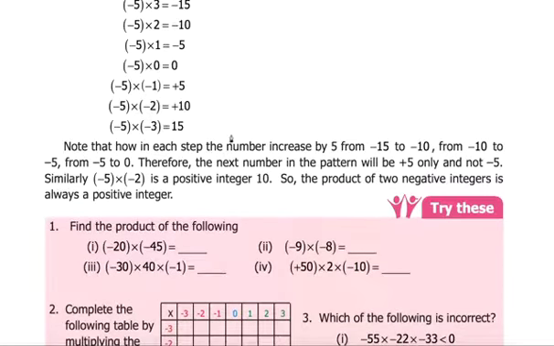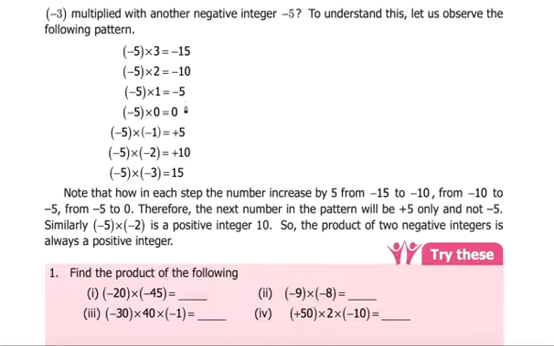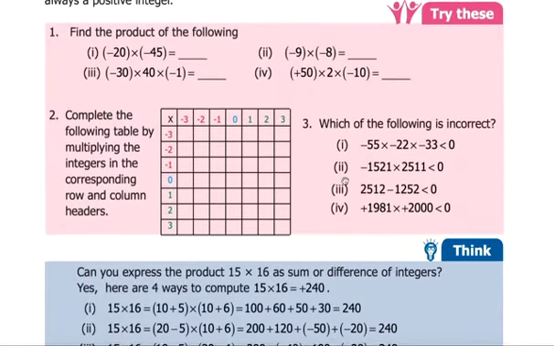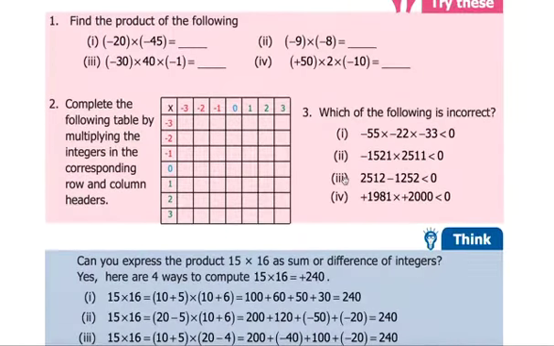Note how in each step the number increases by 5, right? When this quantity reduces, that quantity increases by 5. Okay, so negative of negative integer is positive integer. That is how we need to understand it. So the product of two negative integers is always positive.